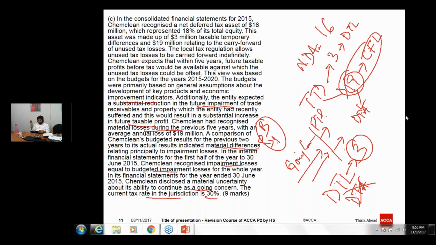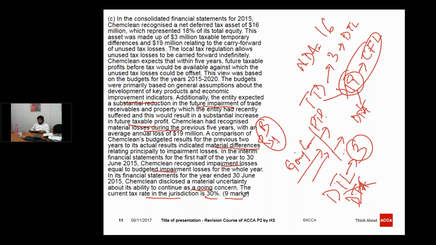So you cannot recognize deferred tax asset in this question because of the fact that the company's assumptions are not working, the company's budgets are not realistic, and the company is facing some going concern difficulties. So we cannot say that the company will be in taxable profits in the future. So on the basis of this, we cannot recognize a deferred tax asset.